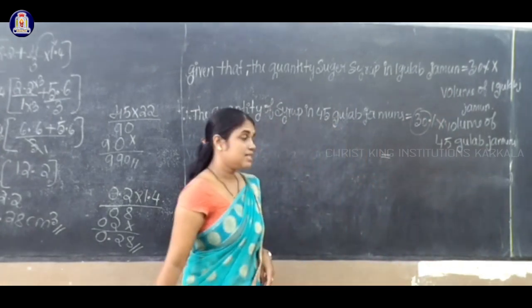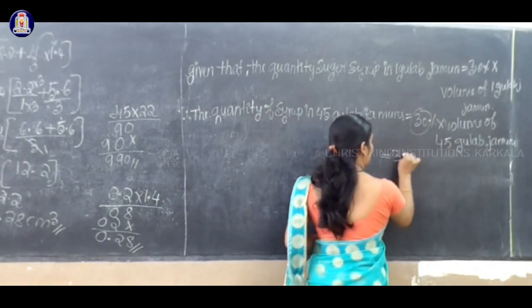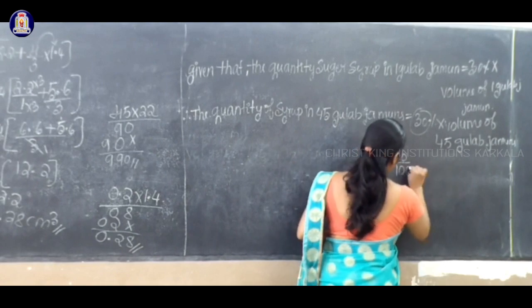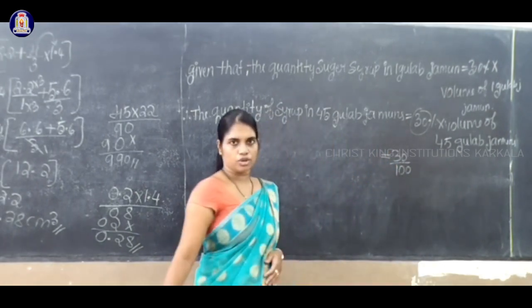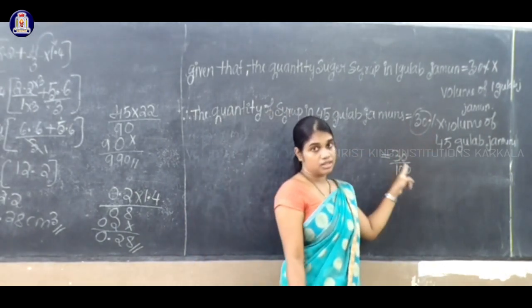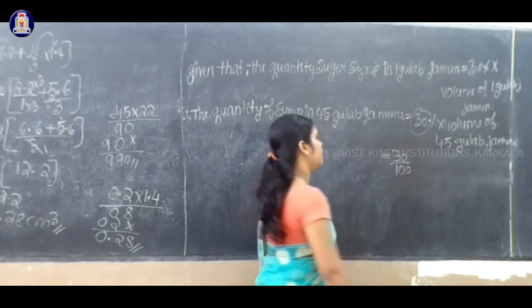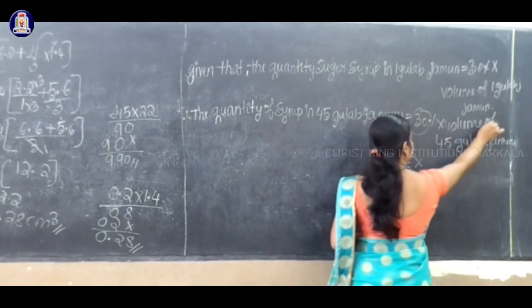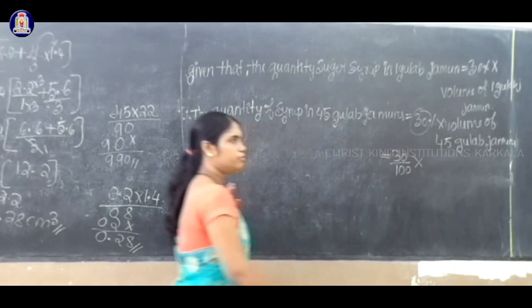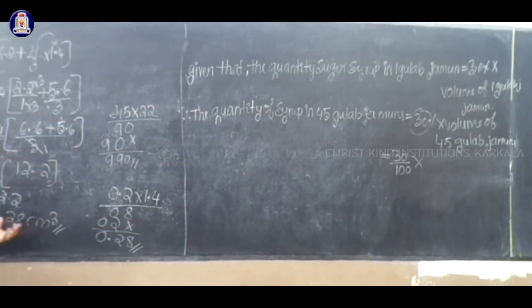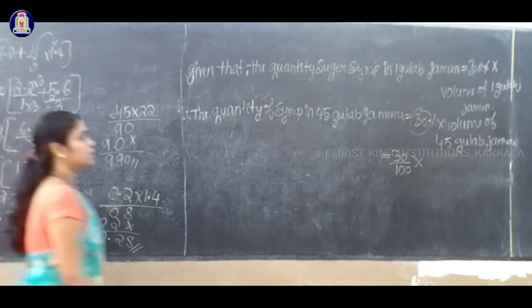30%. 30% means 30 out of 100. Okay. 30% means 30 out of 100 into what is the volume of 45 gulab jamuns? Just now we calculated. What is the volume of 45 gulab jamuns? That is 1127.28.